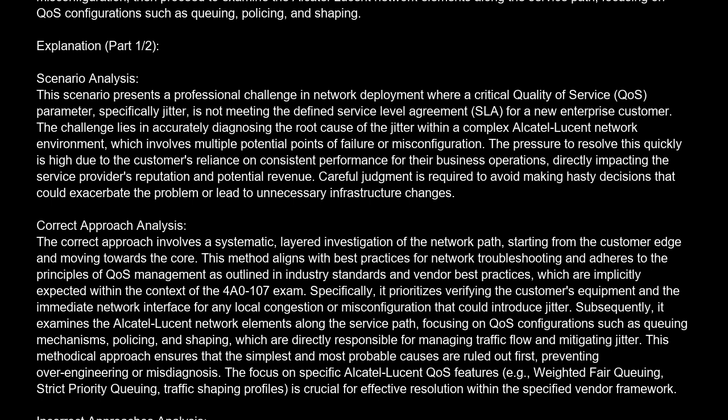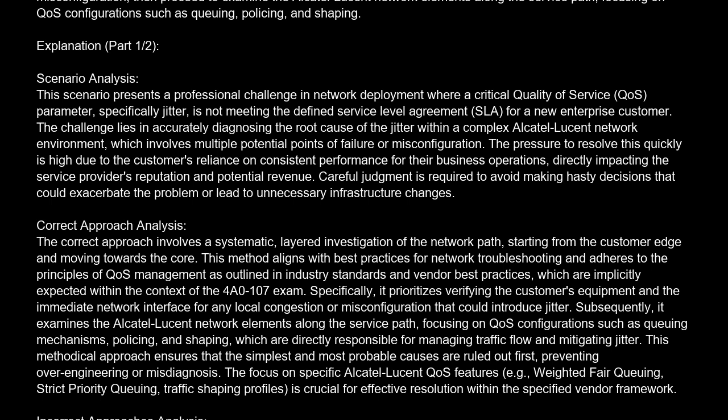This scenario presents a professional challenge in network deployment where a critical quality of service (CoS) parameter, specifically jitter, is not meeting the defined service level agreement (SLA) for a new enterprise customer. The challenge lies in accurately diagnosing the root cause of the jitter within a complex Alcatel-Lucent network environment, which involves multiple potential points of failure or misconfiguration.